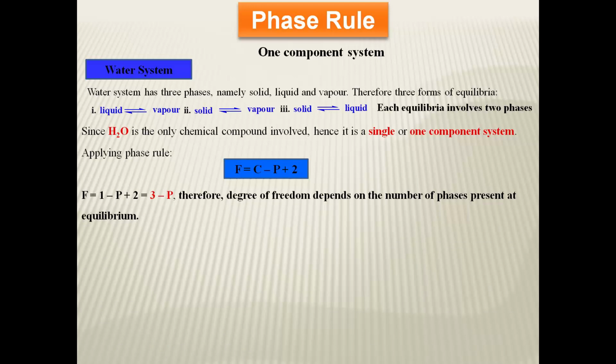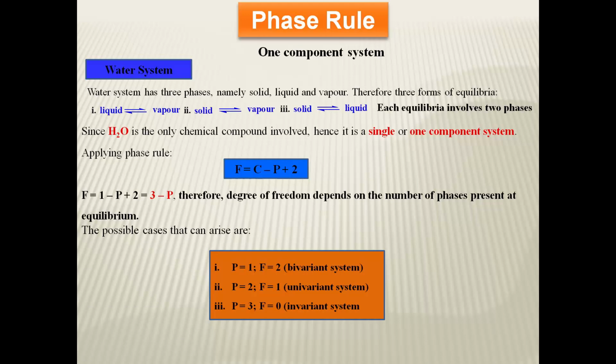If we apply phase rule to this one component system, that is water system, we simply come out to be F is equal to 3 minus P. That is, degree of freedom depends on the number of phases present at equilibrium. Now, as is obvious from this box, if phases is equal to 1, then the system is bivariant. And if phases is 2, system is univariant, and if the phases are 3, the system is invariant. This bivariant, univariant, invariant system we had already discussed in the previous video.